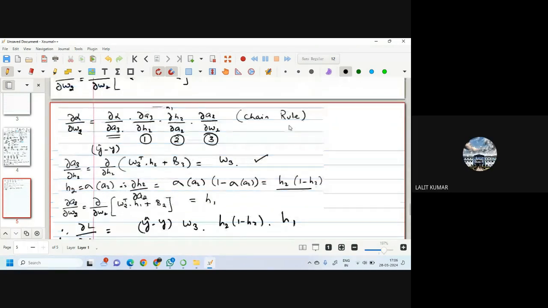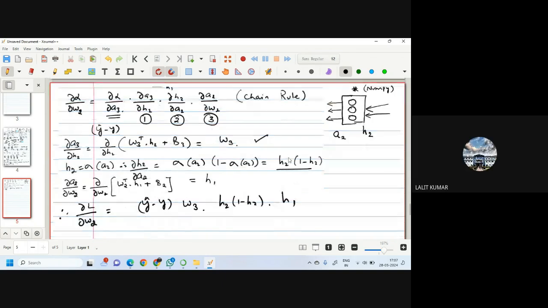Now what we have to remember is that this was here H2 and this here is A2. So when the gradient flows from here, it will flow element wise. So here we use again NumPy's multiplication, not the dot. This is the Hadamard product that we said.